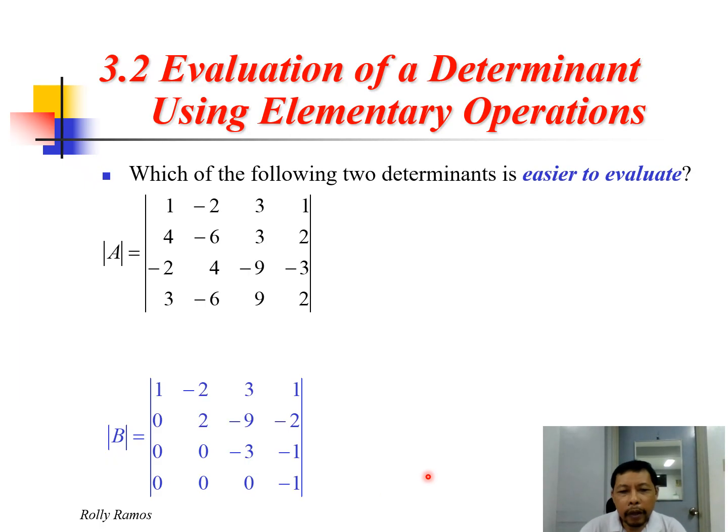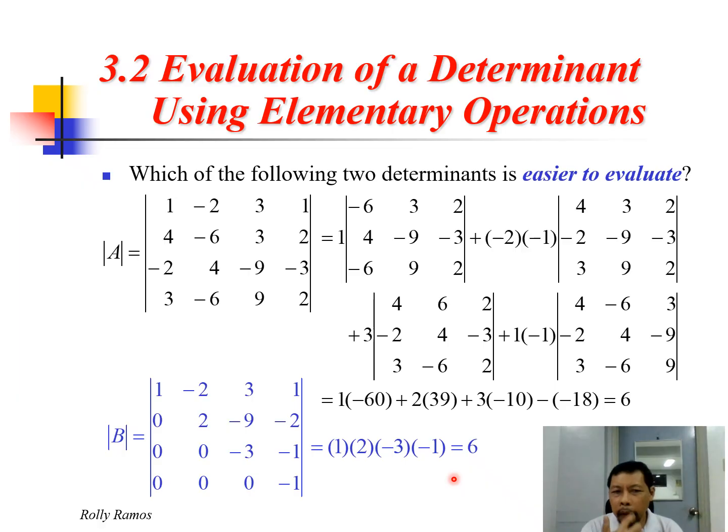And we have learned from the past that we could transform any matrix into a triangular matrix by means of elementary row operations. Okay. So we could see here that B is the matrix that is easier to evaluate its determinant, and it is equal to 6. While for matrix A, you have to use cofactor expansion several times to find its determinant.